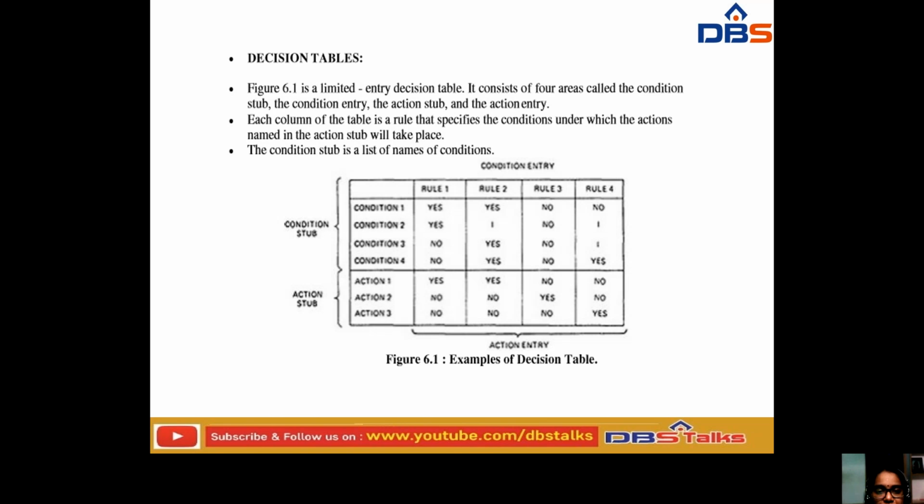This is the condition entry and this one is the action entry. So this is rule 1, rule 2, rule 3 and rule 4. For this condition, if it is going to satisfy the rule, we can write Y. Here also the rule is satisfied, so we have written Y. Here for this condition, rule 3 is not satisfied, so it is written as N. If you are not willing to say yes or no, we can simply leave it blank like this.